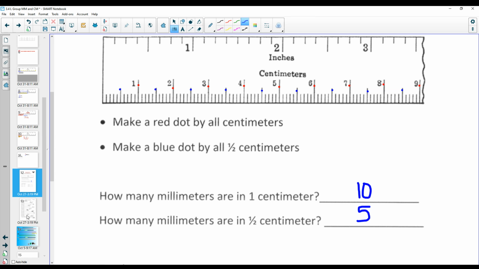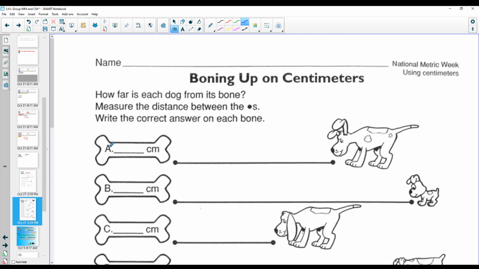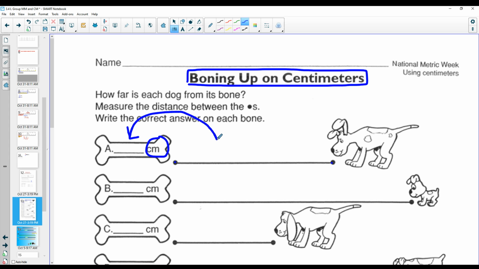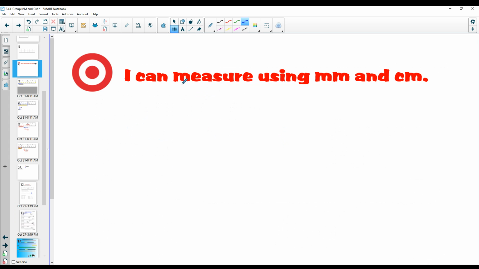All right, third graders, what you are going to do now is you are going to be boning up on centimeters and you are going to measure from the dots here using centimeters. Make sure you're on the right side of your ruler or your template and you'll write your answer here for those lines. Your learning target, remember, is I can measure using millimeters and centimeters.